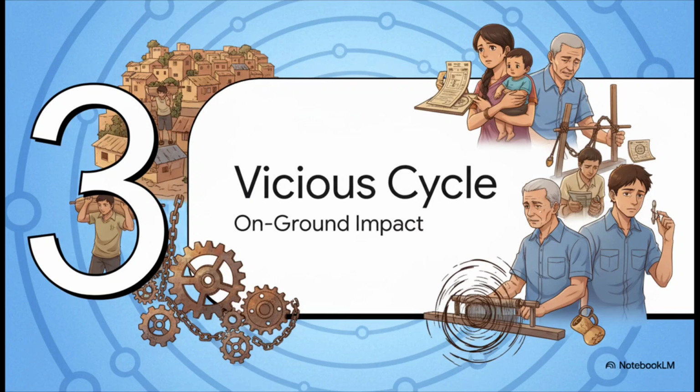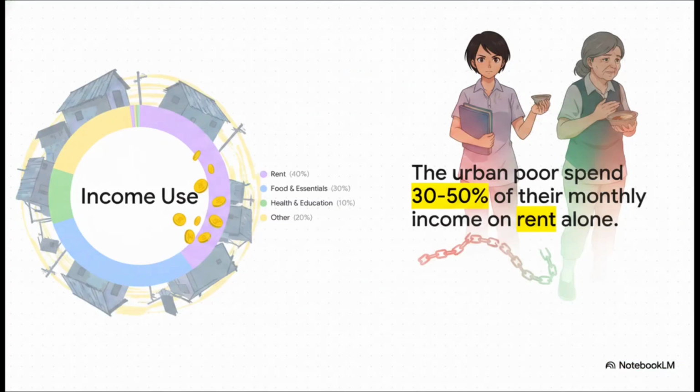We can actually see a clear line from these large-scale economic changes to the daily vulnerabilities that trap workers in a vicious cycle. The financial precarity is extreme. Just consider rent. The urban poor often spend between 30 to 50% of their monthly income on housing alone. And this is typically in informal settlements. This leaves almost nothing for food, for healthcare, or for education. It literally locks them into a cycle of poverty.